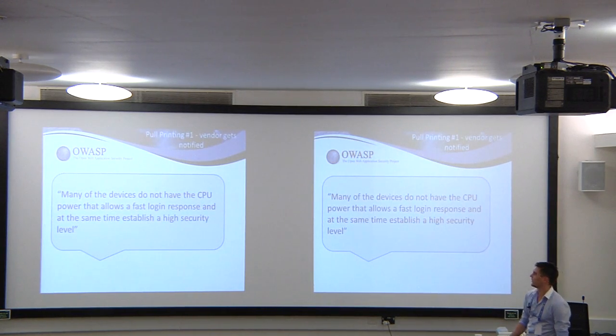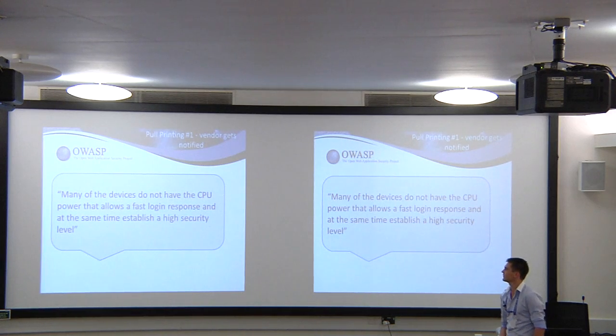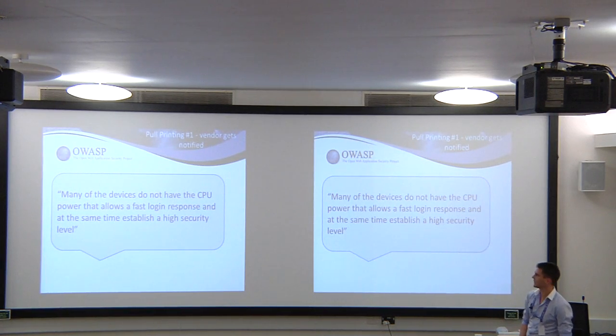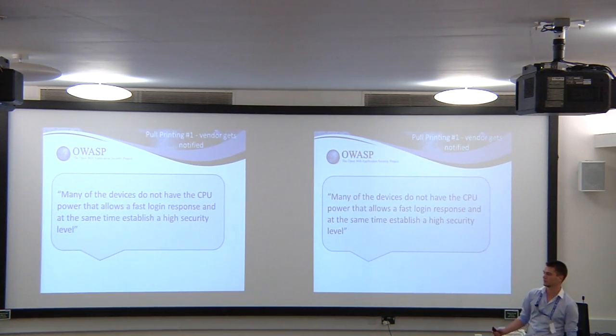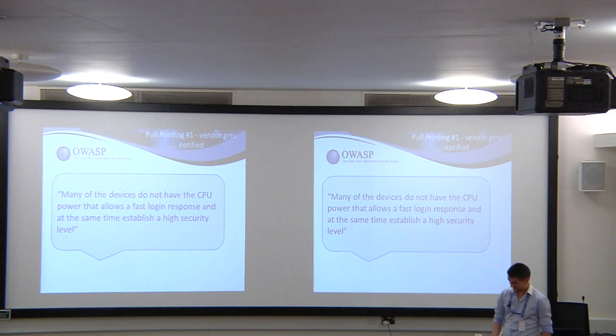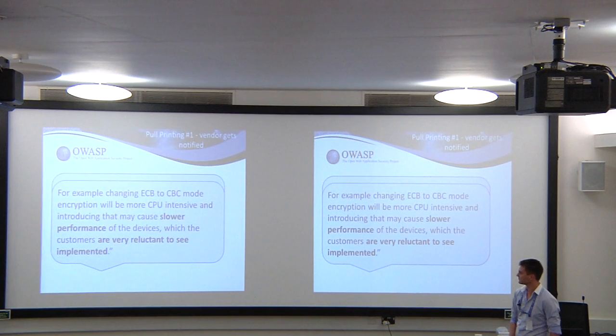But the most funny part, actually tiring, very tiring for us, was contacting the vendor. He responded that, sorry, many of the devices do not have the CPU power that allows a fast login response and at the same time establish a high security level. So this is the problem that pull printing vendors face. They face the problem to choose between high security level and fast login response, and they choose the fast login response. And they stated that changing ECB to CBC mode of encryption will be more CPU intensive and may cause slower performance, which the customers are very reluctant to see implemented.